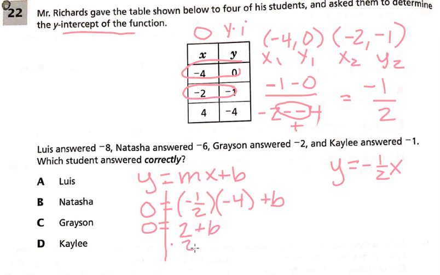To get b by itself, I subtract 2. So I know that 0 minus 2 is negative 2. So my equation is y equals negative 1/2 x minus 2, meaning that Grayson here has the correct y-intercept.